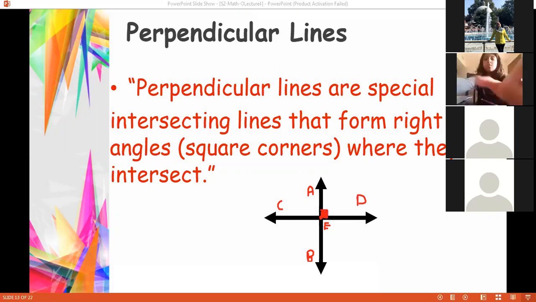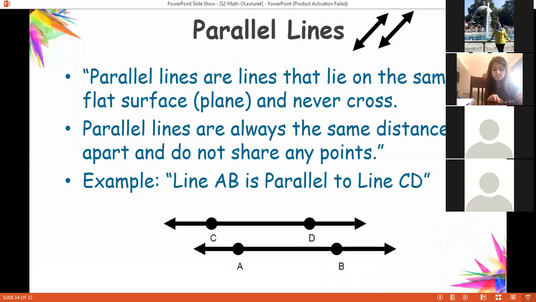So till now we have learned two types of lines, the intersecting lines and the perpendicular lines. Don't forget, the perpendicular lines are special intersecting lines. Let us now continue. What do I still have? Parallel. Bravo, Hassan. We still have parallel lines. So now we are going to talk about parallel lines.